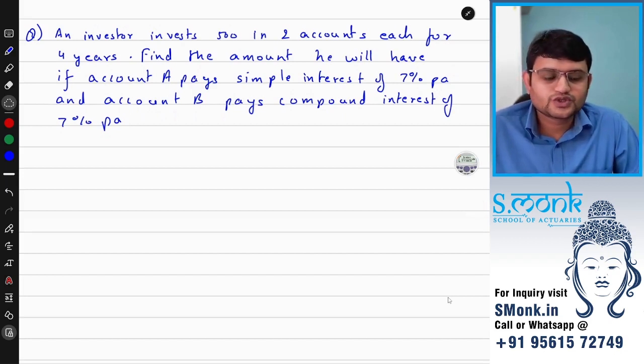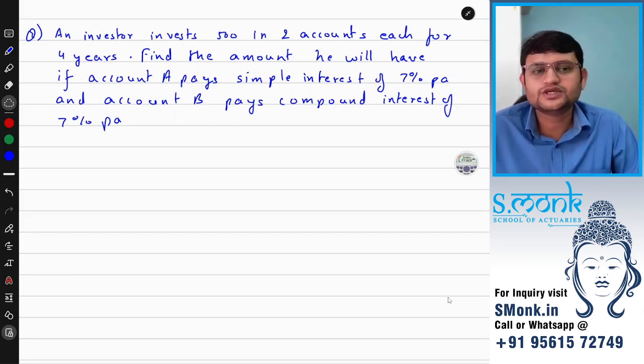Let's go to this question. So we have an investor who invests 500 in two accounts, each for 4 years. Find the amount he will have if account A pays simple interest of 7% per annum and account B pays compound interest of 7% per annum.